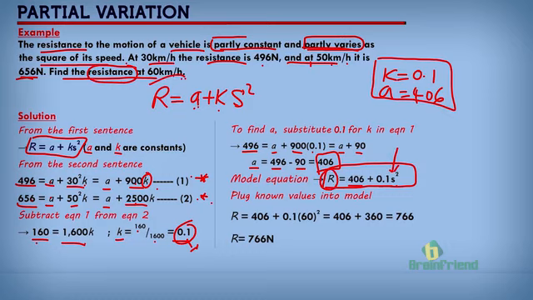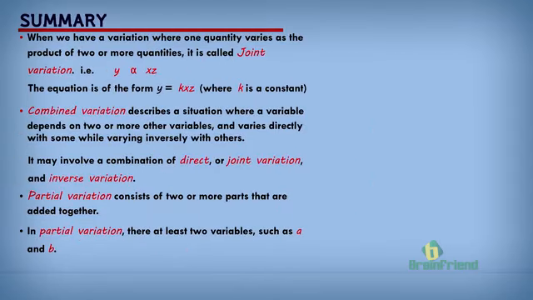So the speed is 60 kilometers per hour. Let's replace our S here with 60. R is 406 plus 0.1 times 60 squared. 60 squared times 0.1 is 360. So we have 406 plus 360, which gives us 766. So our resistance is 766 newtons. We've come to the end of our class for today.